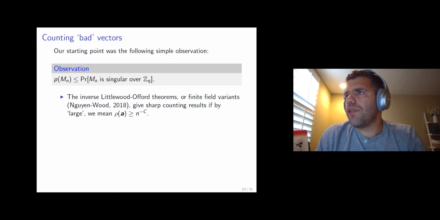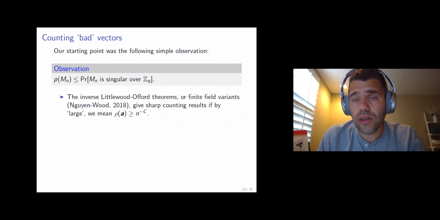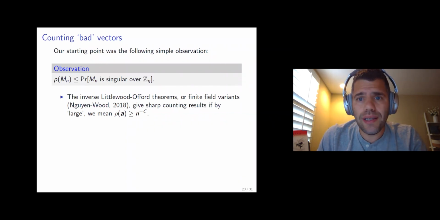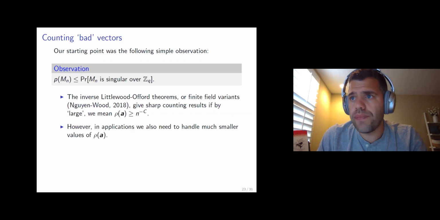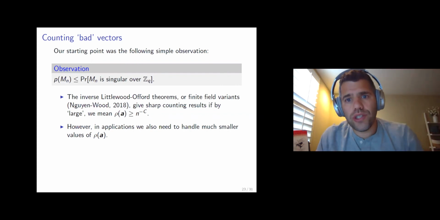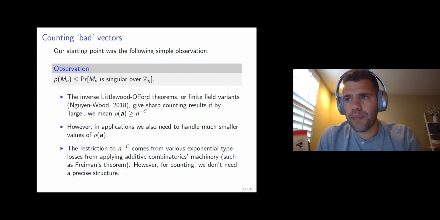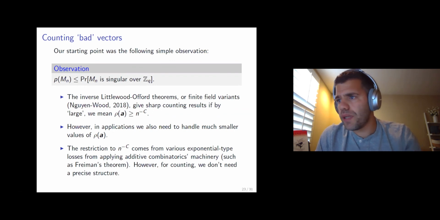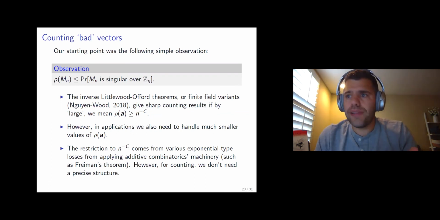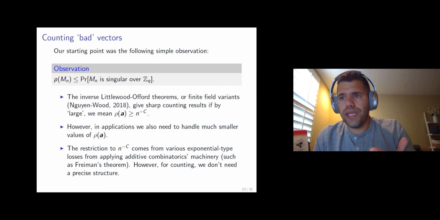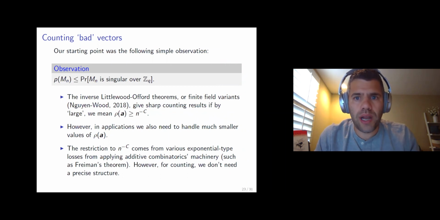And the inverse Littlewood–Offord theorems or finite field variants of Nguyen and Wood, for example, give sharp counting results if by large atom probability we mean polynomial, okay? But in application, we also need to handle much smaller values of atom probability, and the goal is to get to exponential. The restriction to polynomial comes from various exponential-type losses from applying additive combinatorics machinery such as Freiman's theorem, etc. But for counting, we don't need Freiman's theorem because we don't care about the precise counting. We just care about the number of such vectors.